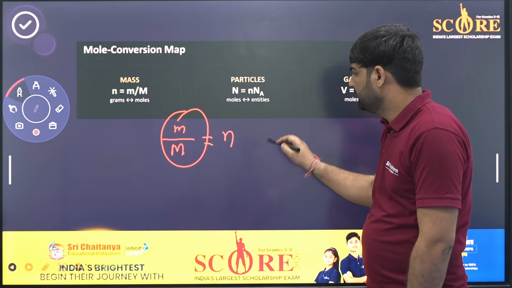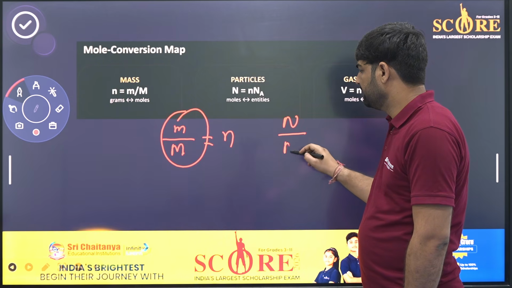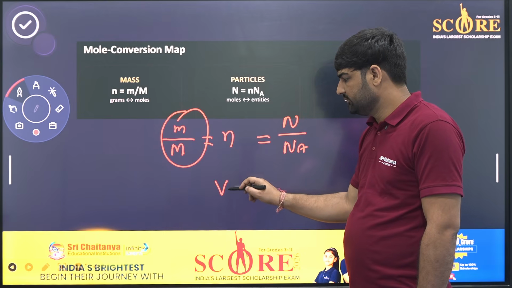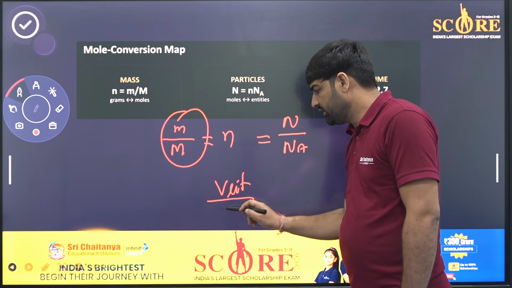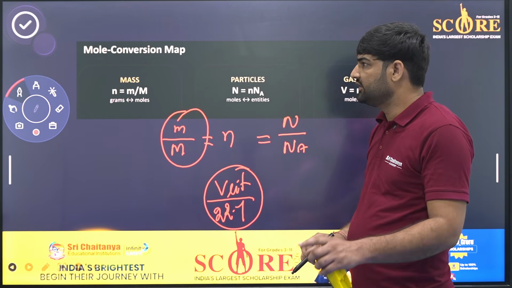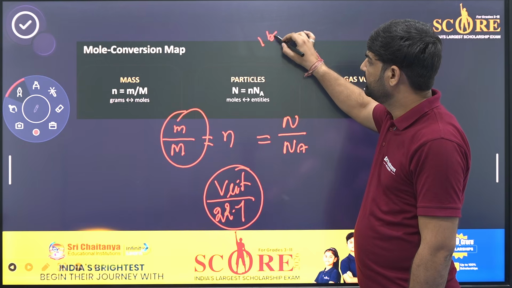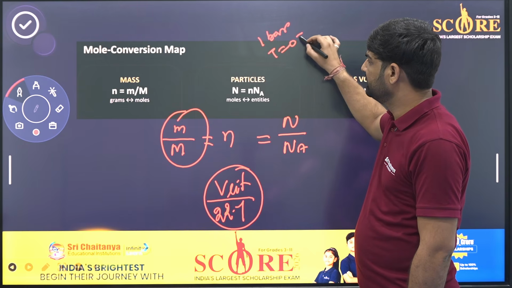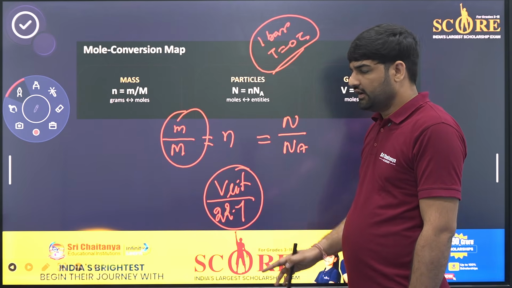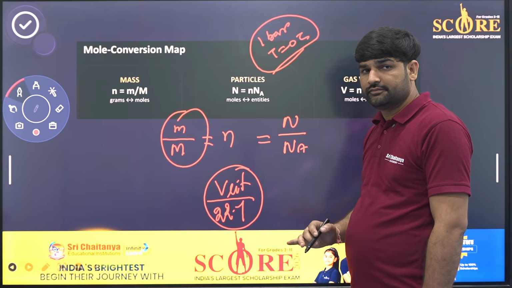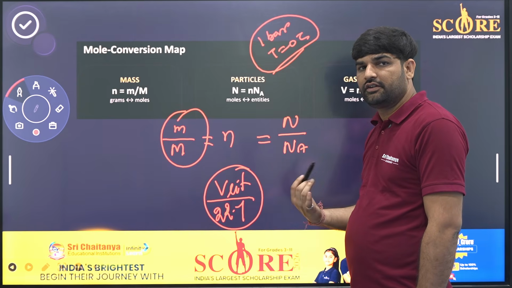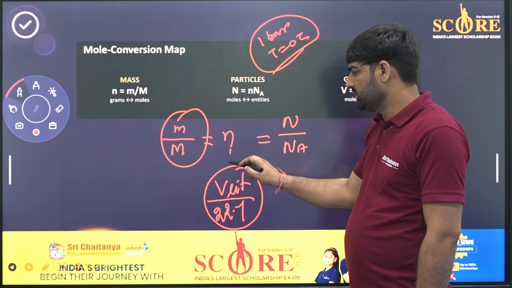If you have number of particles, then you have to divide by Na to calculate number of moles. And if you have volume in liters, then you have to divide by 22.7 for STP condition. If condition is STP, it means pressure should be 1 bar and temperature should be 0 degree centigrade. If these conditions are fulfilled, then the condition is STP. And in STP condition, if volume is given in liters, then you have to divide by 22.7 for mole calculation.